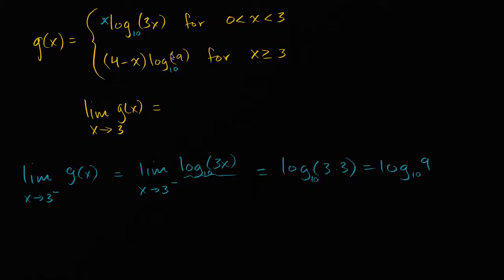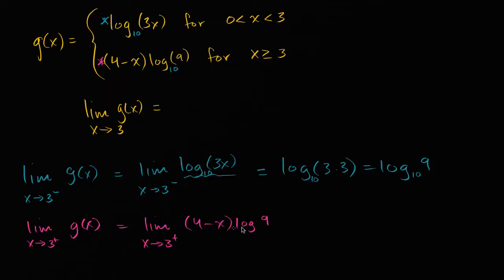All right, now let's think about the other case. Let's think about the situation where we are approaching 3 from the right-hand side, from values greater than 3. Well, we are now going to be in this scenario right over there. So this is going to be equal to the limit as x approaches 3 from the positive direction, from the right-hand side, of, well, g of x is in this clause when we are greater than 3. So 4 minus x times log of 9.